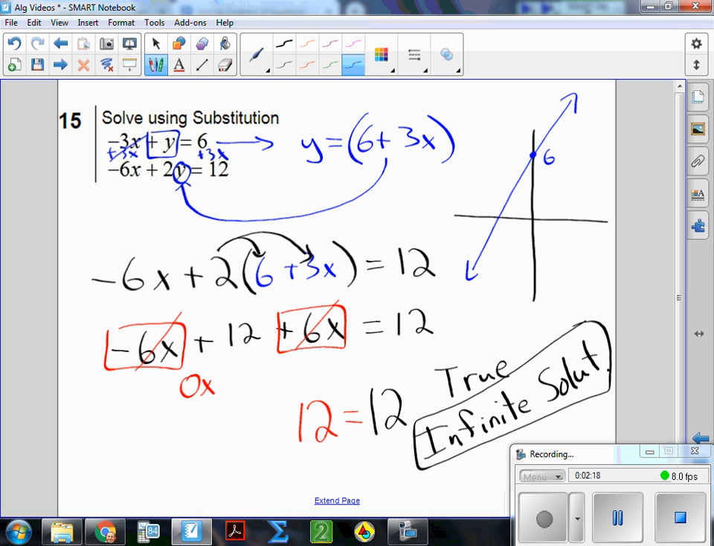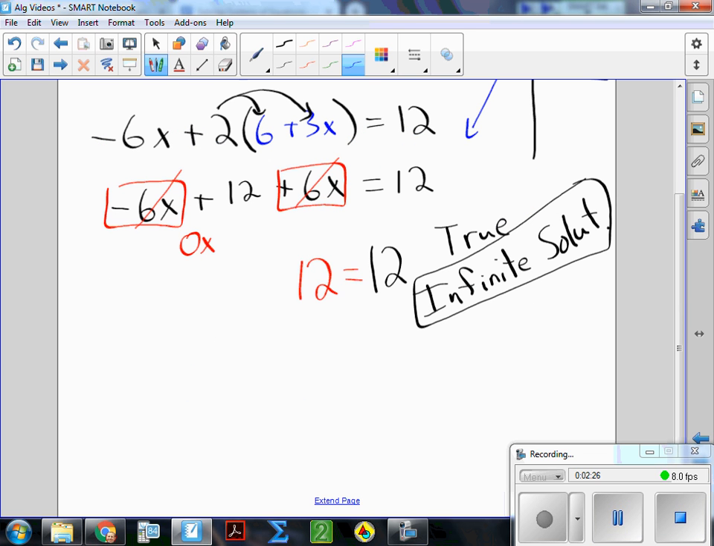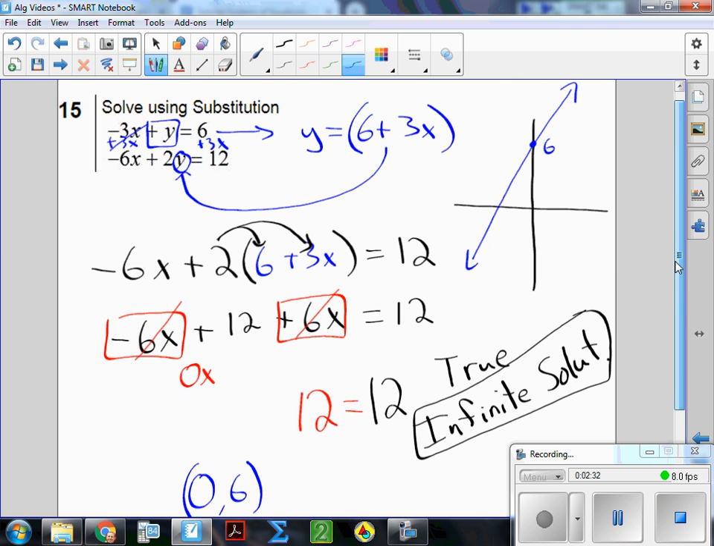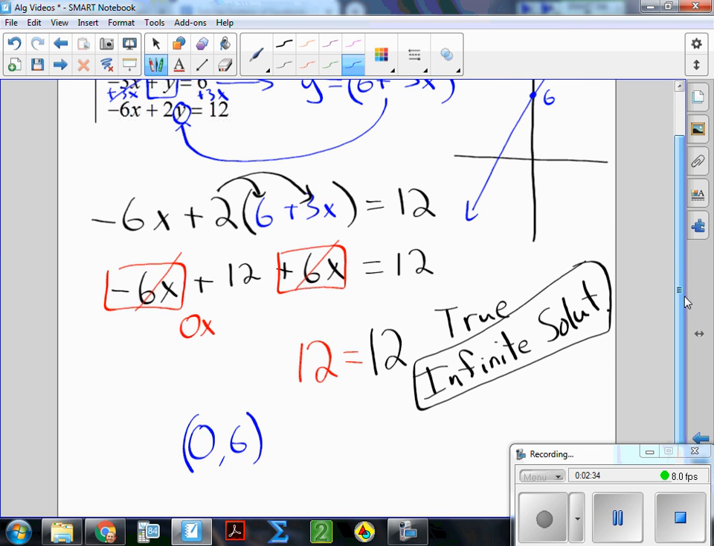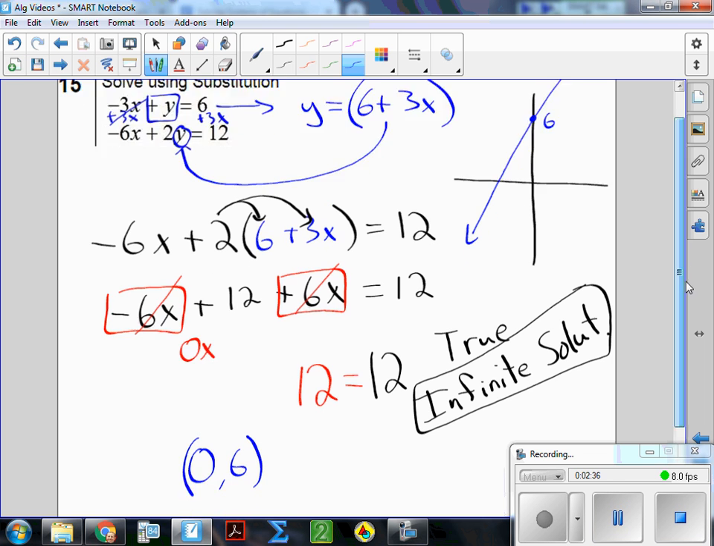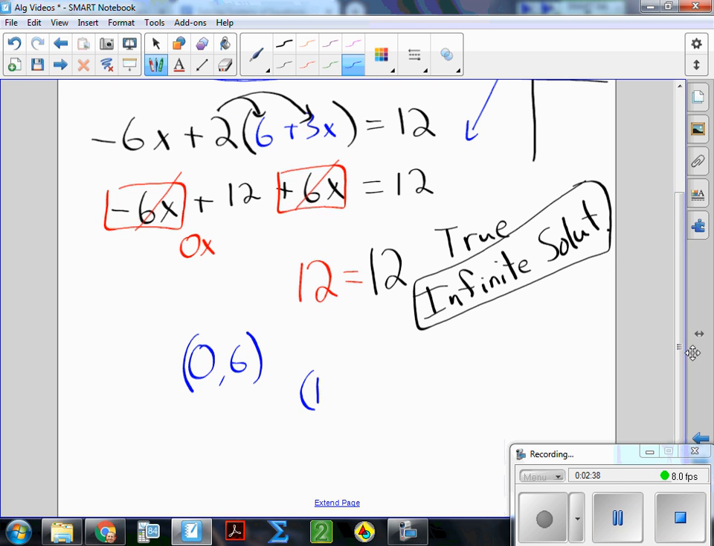The other thing the teacher might ask you to do is that if there are infinite solutions, we'll find one. Well, since this was already in slope-intercept form, we could say that one solution is (0, 6). If I plug that into either equation, it'll be true, because that's our y-intercept. I could also just pick a value for x, like 10, and come up with a y.